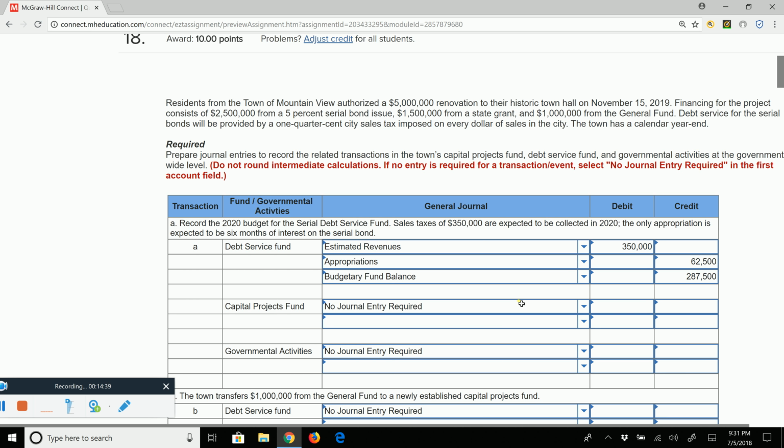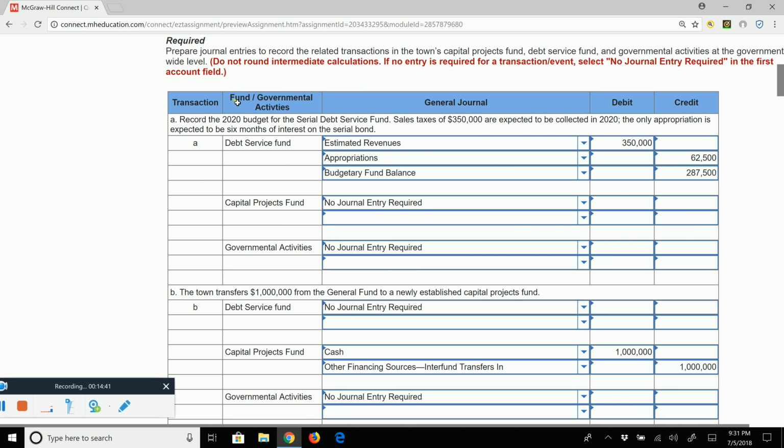All right, so first thing we need to do is record the budget for the first year. And in the first year, sales taxes of $350 are expected to be collected. That is going to be my debit to my estimated revenues. The only appropriation, remember the appropriation is just a fancy word for budget for expenditures, is expected to be 6 months of interest.